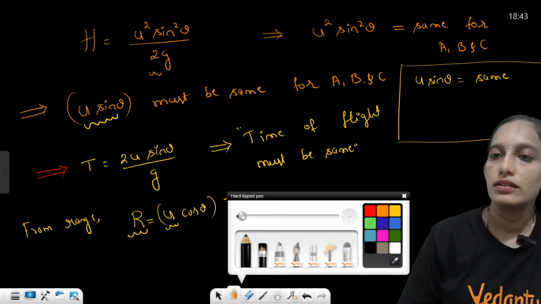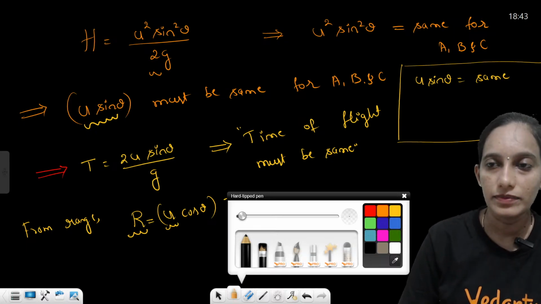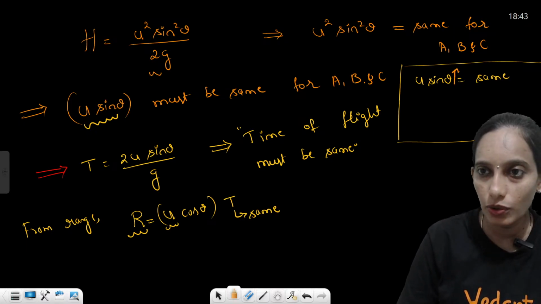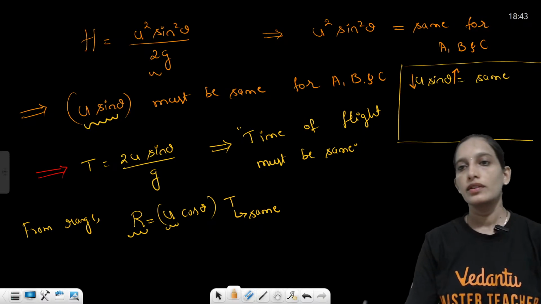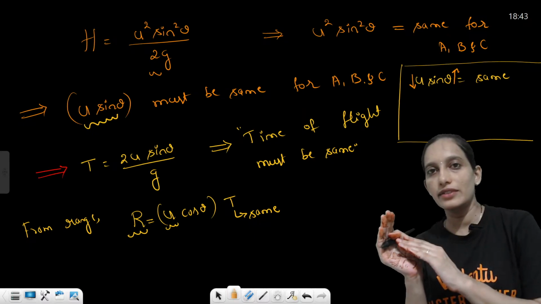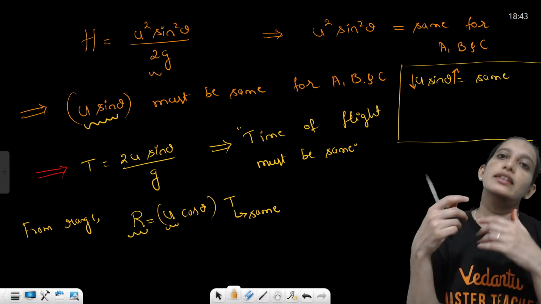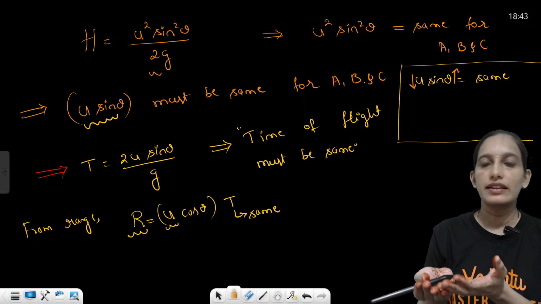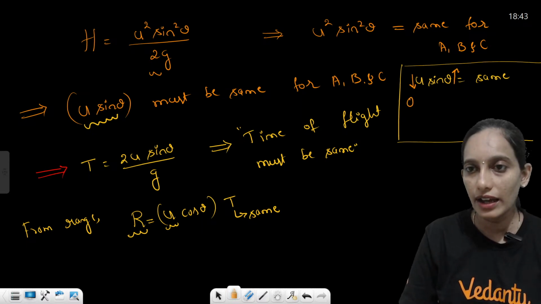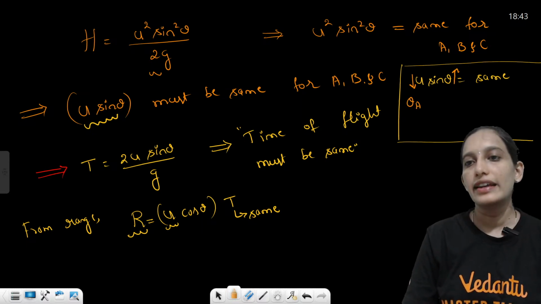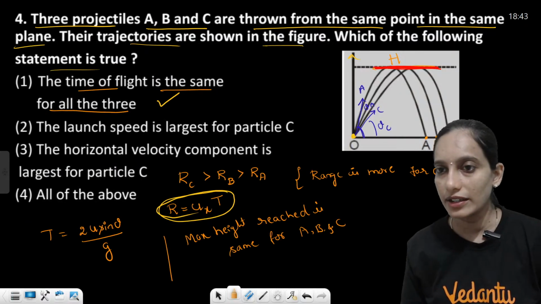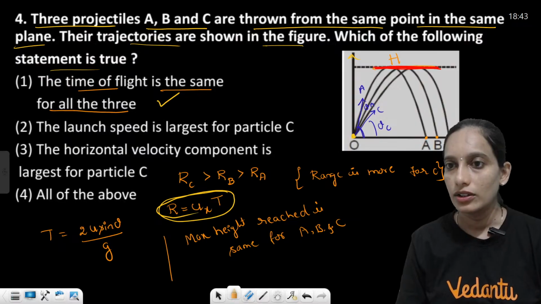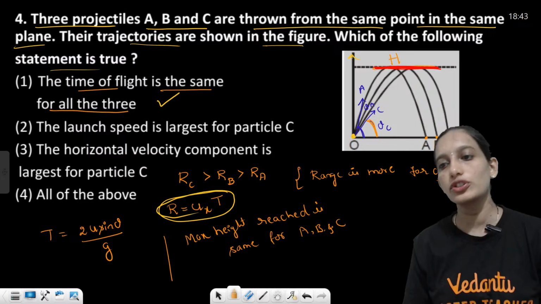The angle for A is more. If this is more, this u must be less. We can say that because sine is an increasing function: as theta increases, sin theta value also increases. So from the graph we can say theta A is greater than theta B is greater than theta C. Hope you agree. Correct? Observe here, C is here, so its angle of projection is theta C, which is smaller.